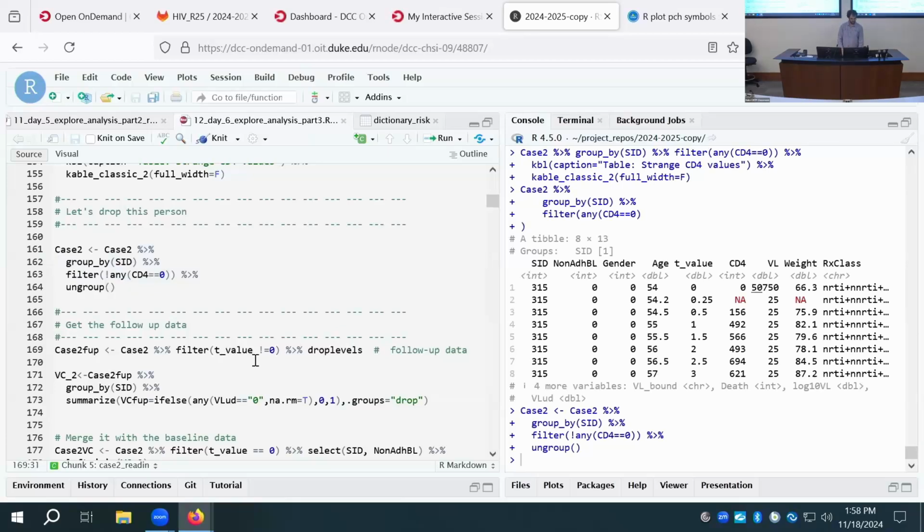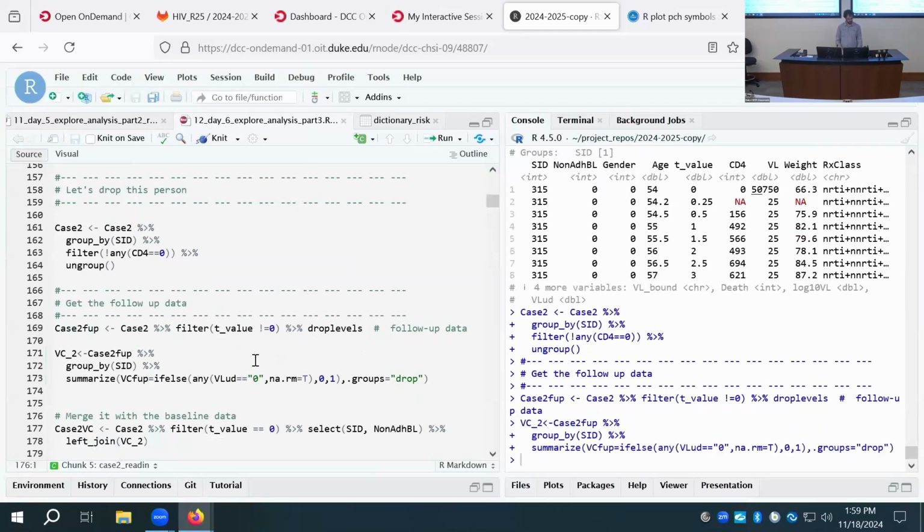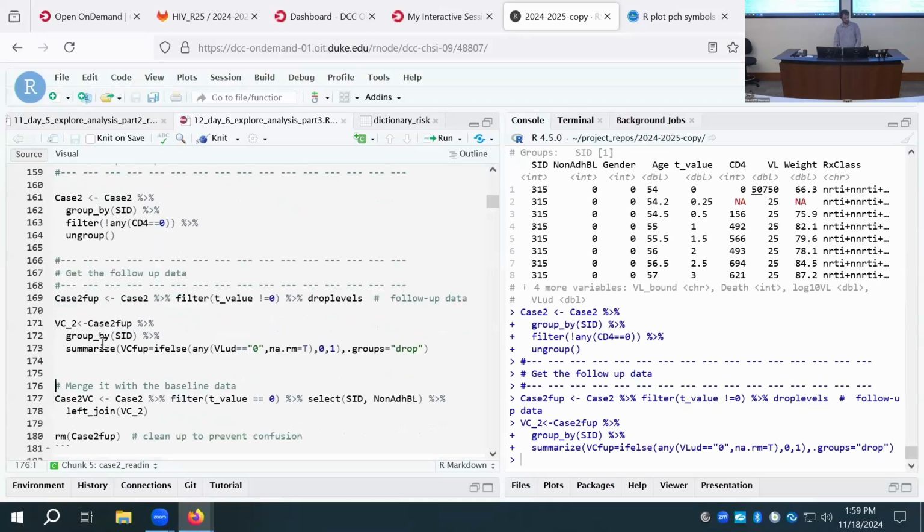We're going to take the follow-up data and summarize how many are undetected, looking at undetection. Basically, if a person is ever undetected in this data set, we're going to mark it as 0, and otherwise 1. And then we're going to merge it with the baseline data.